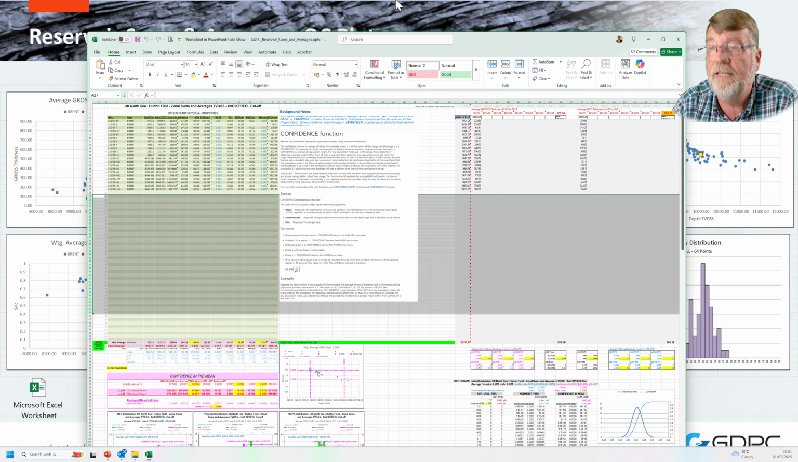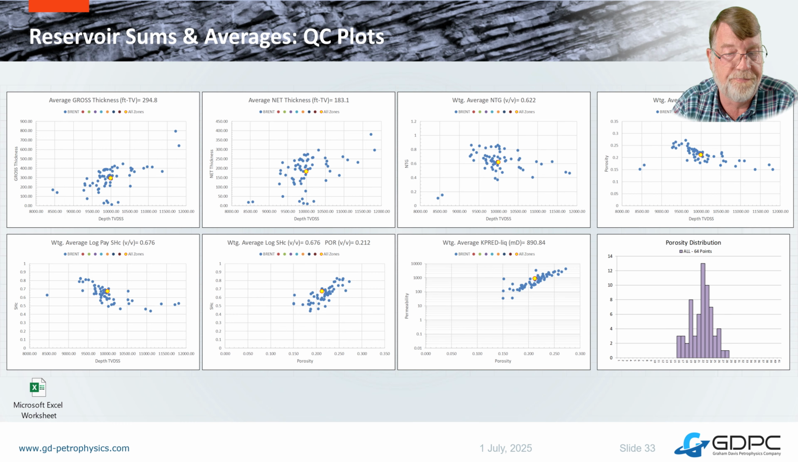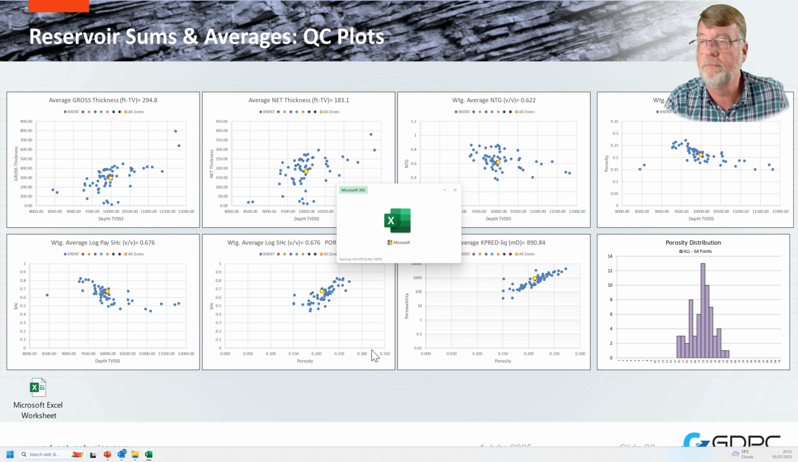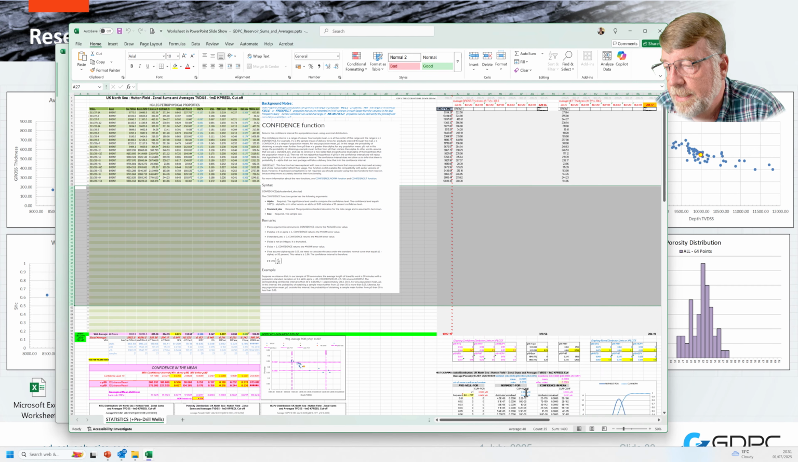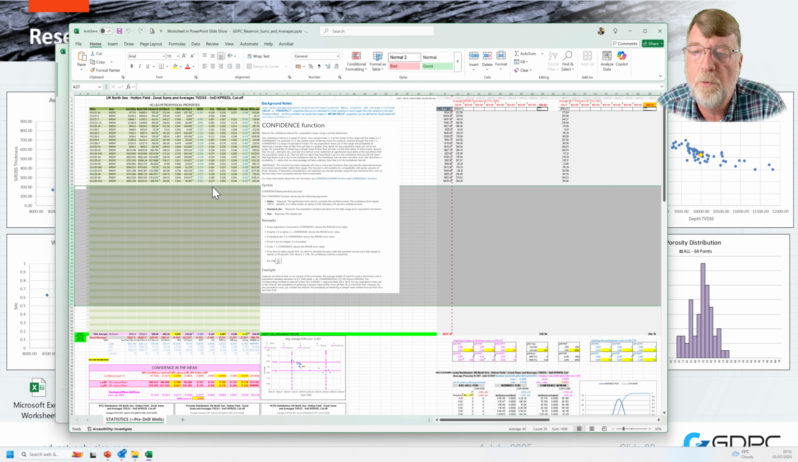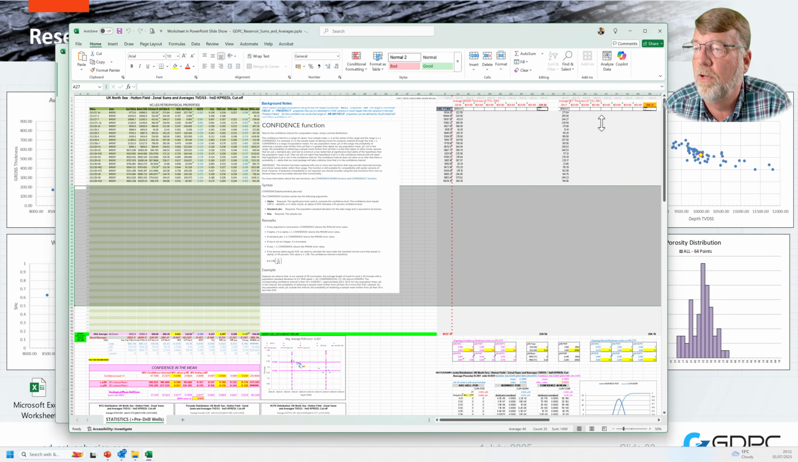The only tricky thing that I would point out now, and this is why I'm showing you this now, is this stuff here. So when you put in your well log sum averages, these cross plots are all set up to cross plot with this range over here.